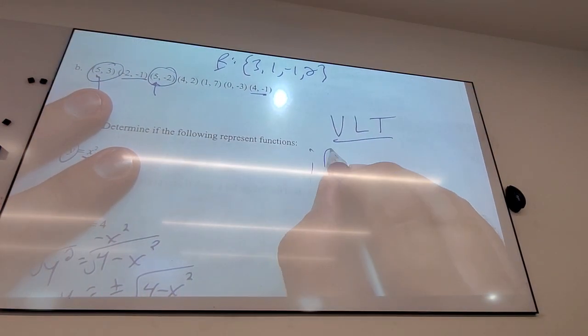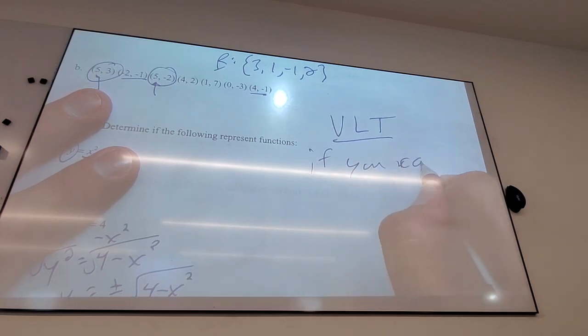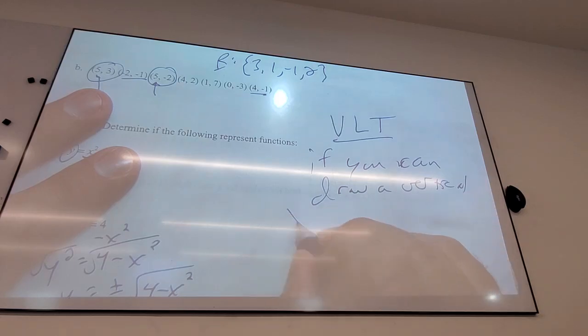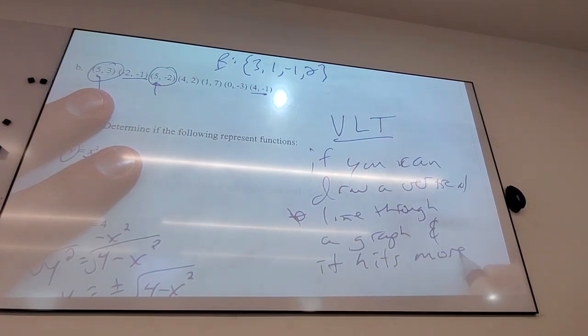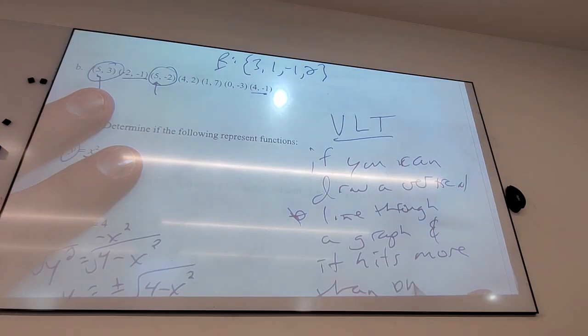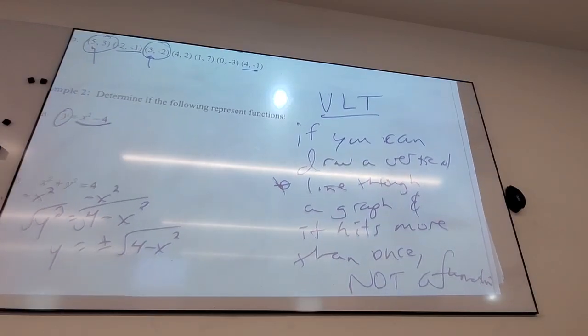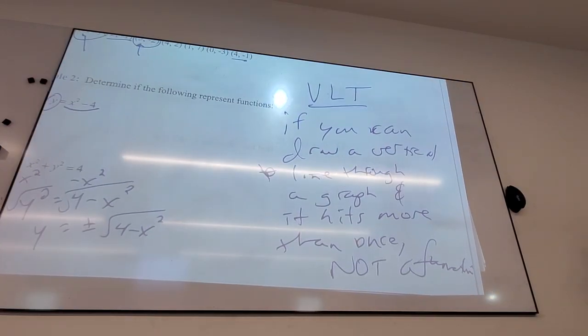The vertical line test. If you can draw a vertical line through a graph, and it goes through more than once, not a function. That's the vertical line test.